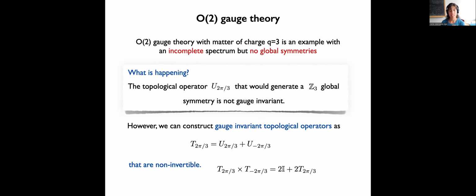However, there are other operators that remain topological, which are the gauge invariant combinations of this, labeled by 2 pi over 3 and minus 2 pi over 3. This combination is invariant under the C2, the gauge conjugation. So this is a topological operator in my O(2) gauge theory, which remains topological when I only have matter of charge 3. The interesting feature is that this operator is non-invertible, because it doesn't have an inverse: if you multiply by the inverse, you get the identity plus more things.